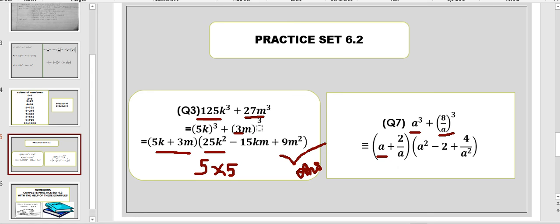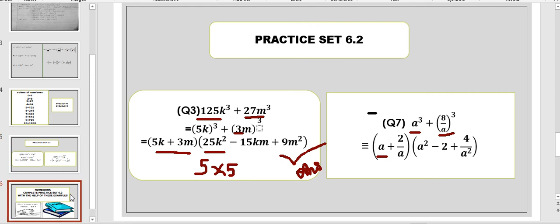If you write it in your notebook, then also you will be able to find it: that is minus ab, minus a is here into 2 by a. So what will it do? It will cancel a, and you will get only minus 2 plus 4 by a square. That will be your answer, right?